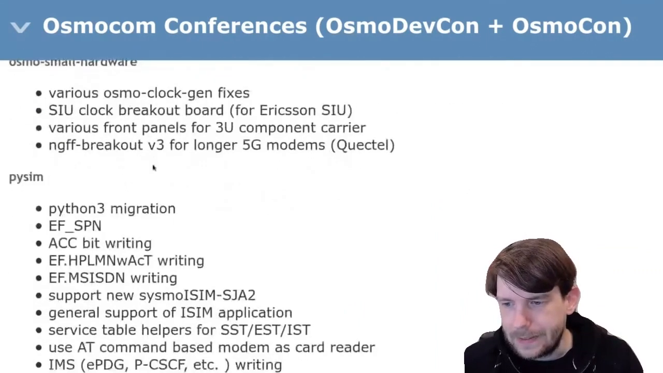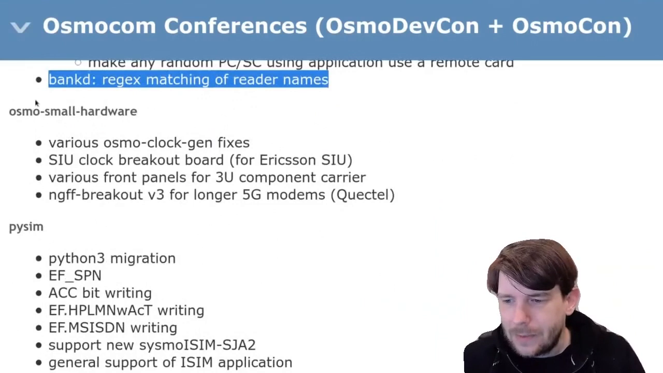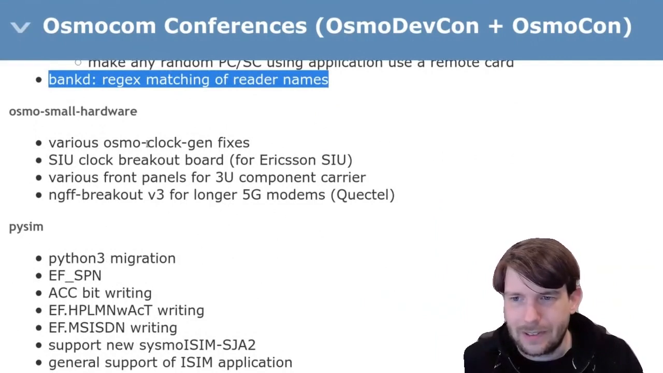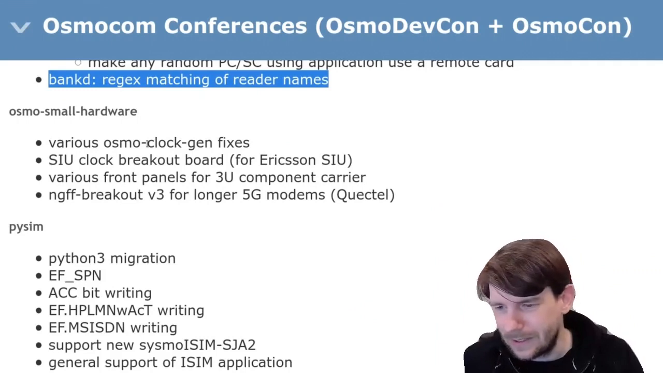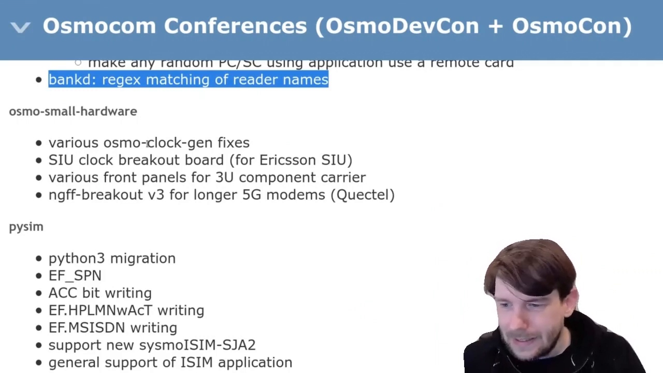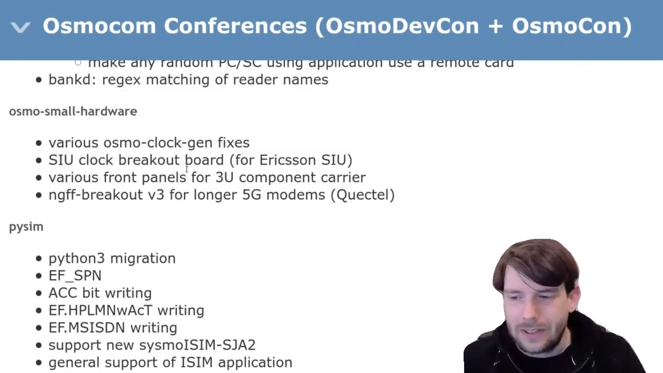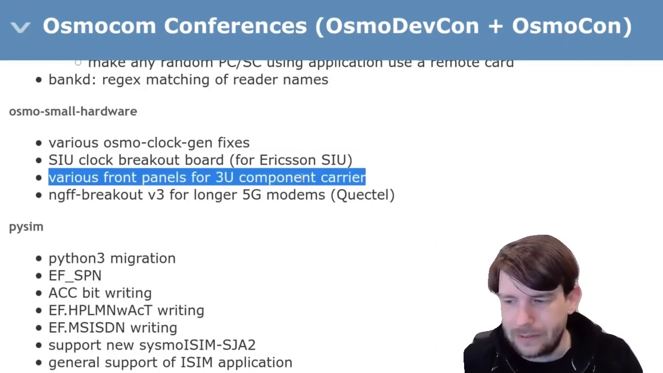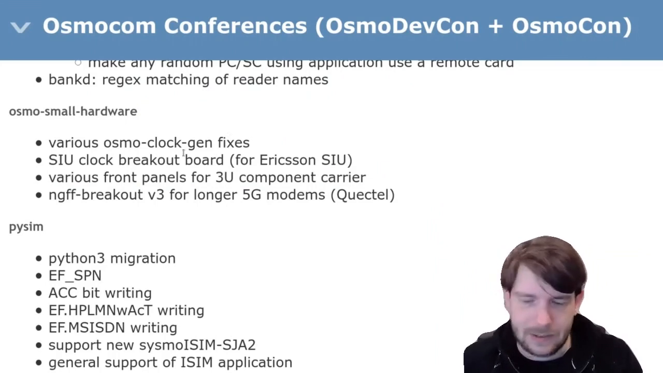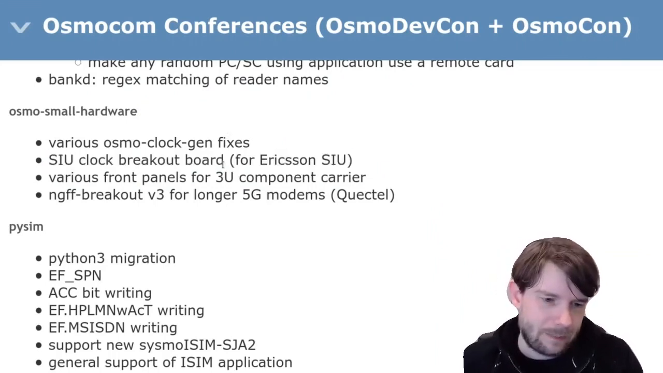Operational improvement, let's say. Then we have an Osmo small hardware Git repository where we had various Osmo clock generator fixes. Unfortunately, we still don't have a working firmware yet, at least as far as I'm aware. Several people wanted to work on that, but then always got sidetracked over the years. There's an SRU clock breakout board, which is a small accessory for the Ericsson site integration unit, which is part of the Ericsson base station infrastructure. We have added various front panels for the 3U component carrier, for the clock generator, for the clock breakout, and for the E1 tracer, which I think I didn't mention yet.